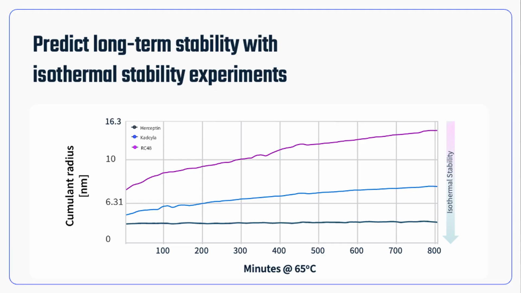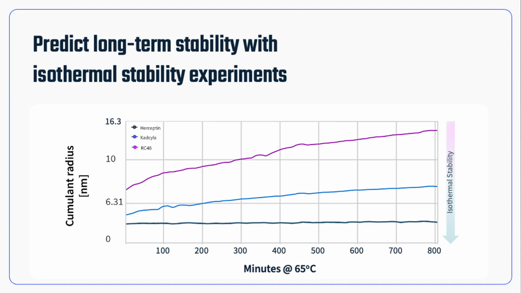So here we have DLS data from our 3 biologics, Herceptin, Kadcyla, and RC48, held at 65 degrees Celsius for over 13 hours. To orient you to the graph, we have time on the x-axis and the cumulant radius on the y-axis. By using DLS to monitor the change in cumulant radius of the molecules over time, we can see when they begin to unfold and aggregate at this elevated temperature. Just as we've seen before, Herceptin, which is represented by the black line, is very stable, and we see a minimal change in the cumulant radius.